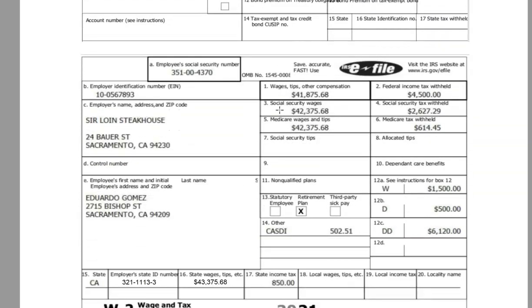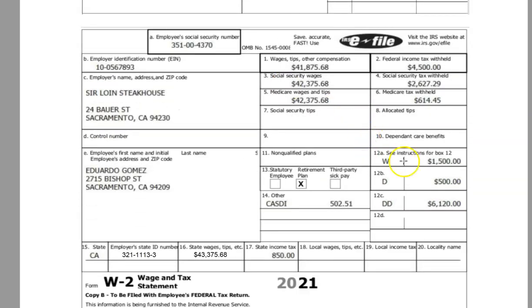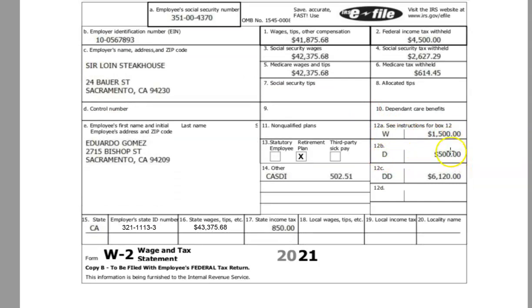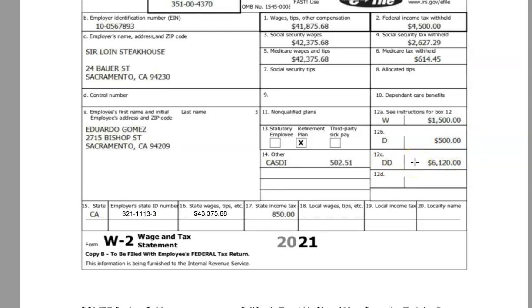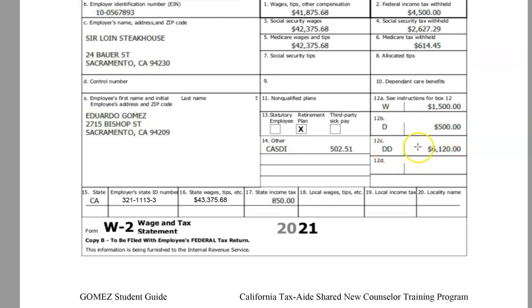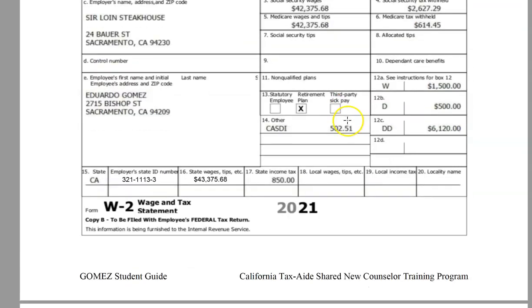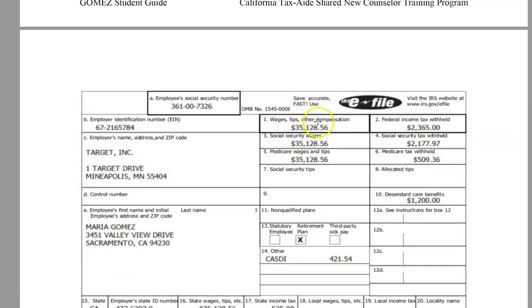We have a W-2, looks pretty straightforward. There's code W for the HSA contributions. D, which is typically some sort of contribution to a retirement account. DD is your health coverage expense. That's sort of a memo entry. That's the expense to the employer. So we saw $41,000 there of income, $35,000. So we're in the ballpark. Same amount of income roughly as last year.